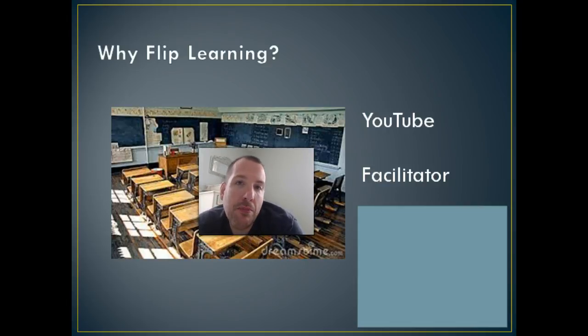So there's a whole bunch of benefits to flipping the classroom that I think in this 21st century are very important and very necessary to do. Some other benefits.